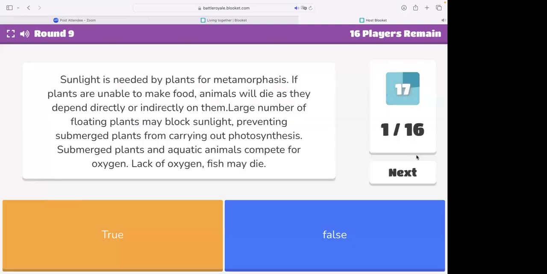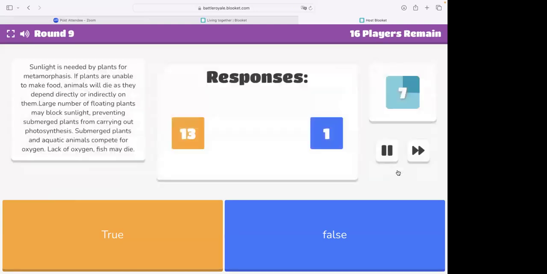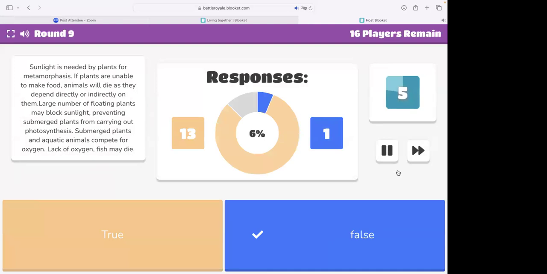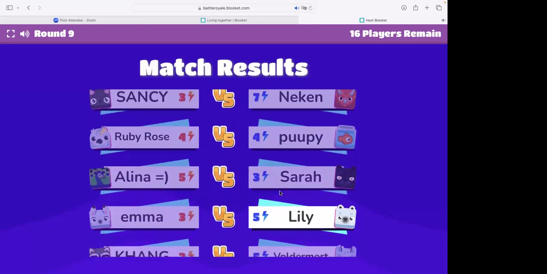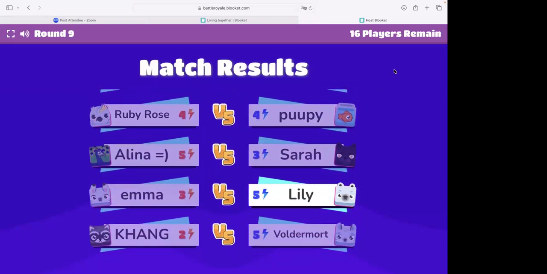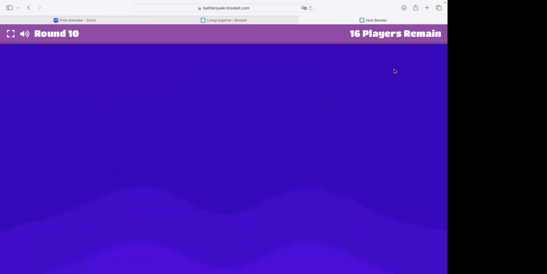Wow, sunlight is needed by plants for metabolism. If the plant is unable to make its own food, animals will die as an effect, indirectly and directly. A large number of plants may block sunlight, preventing the plants below from carrying out photosynthesis. This is in our slide in our earlier PowerPoint. So it's true or false? False. Okay, let's carry on.